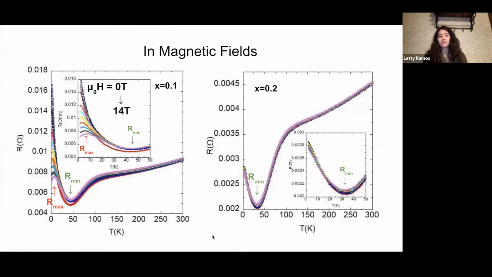Then we sent 3 of our samples to a collaborator in Japan who measured the resistivity versus temperature in magnetic fields varying from 0 to 14 Tesla. As you can see, the 10% samples showed maximums for some of the magnetic fields, whereas the 20% sample did not show any maximums, and our minimums occurred at roughly the same point for all magnetic fields for the 20% sample.